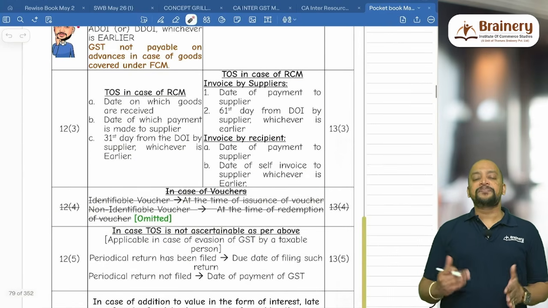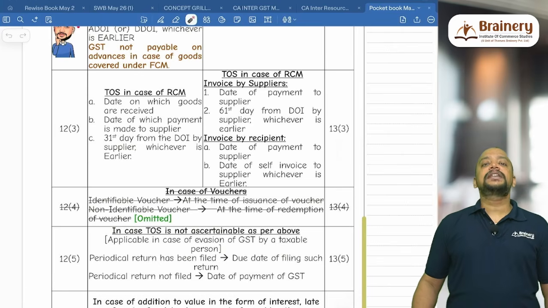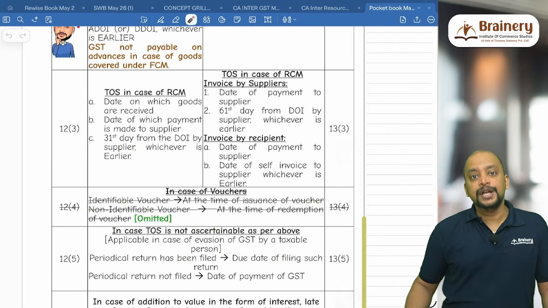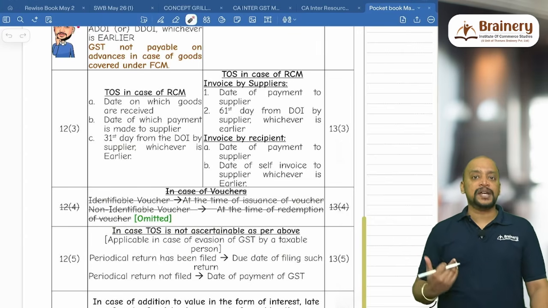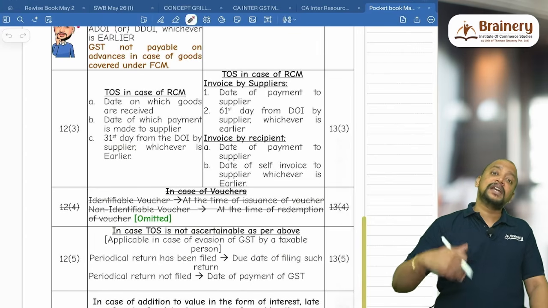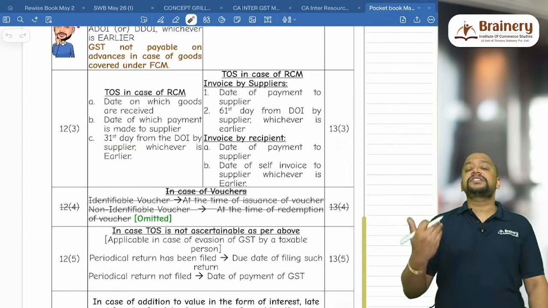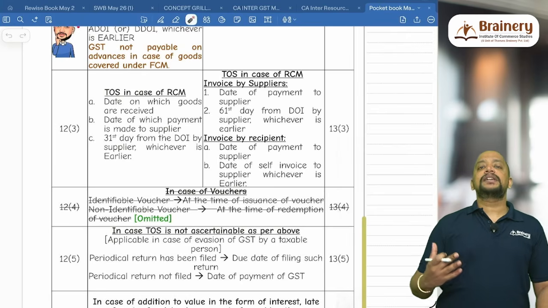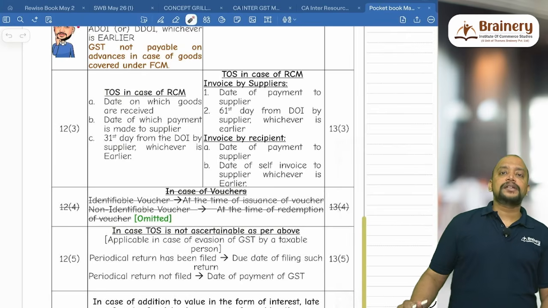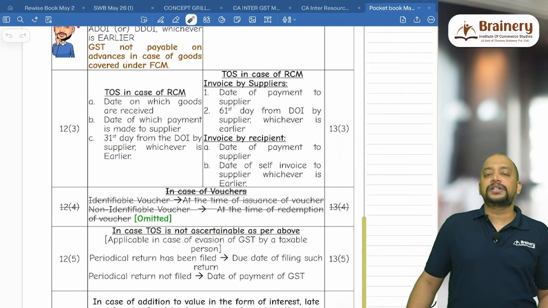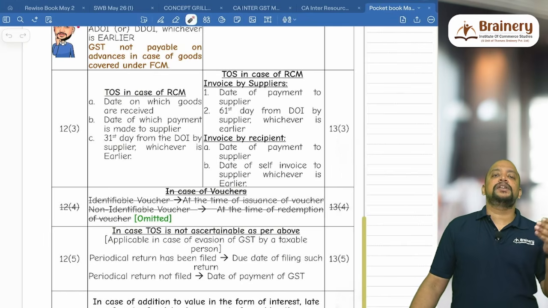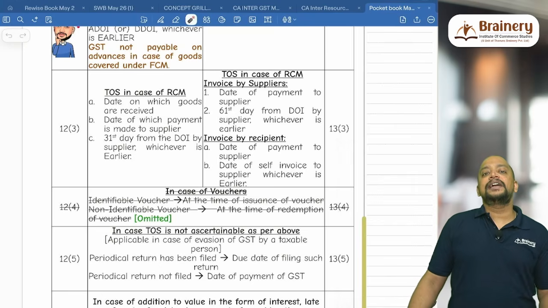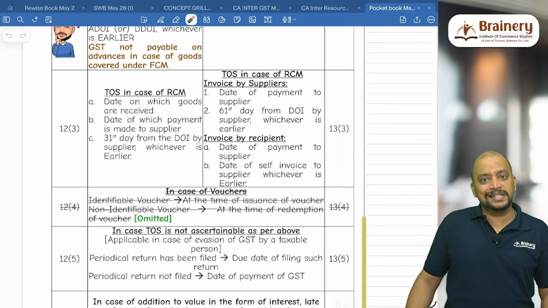Then goods RCM. In case of goods RCM, it is given under section 12 subsection 3. 12 subsection 3 says that the date on which goods are actually received by the recipient, or the date on which the recipient makes the payment to the supplier, or the 31st day from the date of invoice given by the supplier, should be taken. What if the supplier is not giving the invoice? Then 12 subsection 3 is not applicable. Whenever 12 subsection 3 is not applicable, we have a proviso which says that the date of entry in the books of the recipient will be taken as the time of supply.